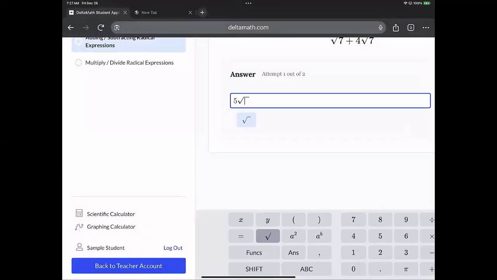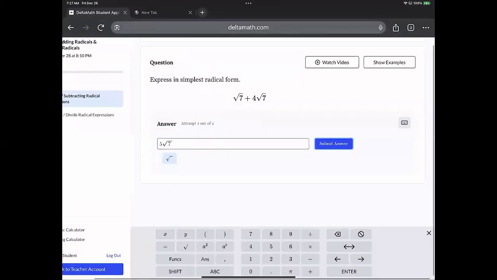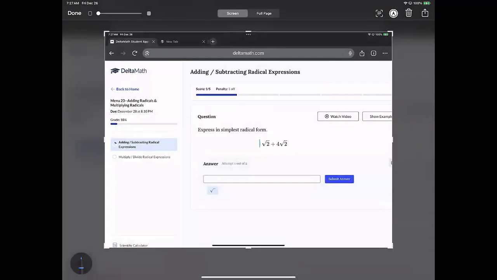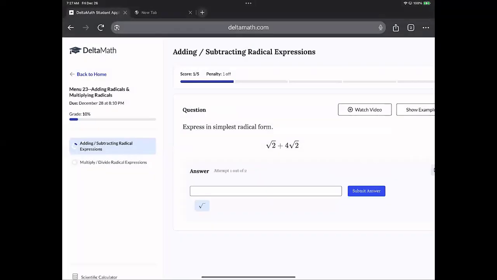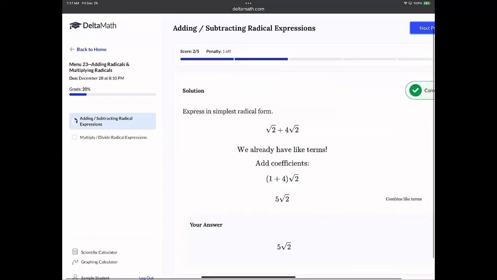I'm hoping that you guys got that part because we're going to be using that idea a lot. All right, so let's do another one. Again, they have the same radical part, so all we're going to do is take the coefficients. There's a 1 in front of the square root of 2, and there's a 4, so it's going to be 1 plus 4, and then we just keep the radical part: 5 square root of 2. Let's go, submit. All right, let's do another one.